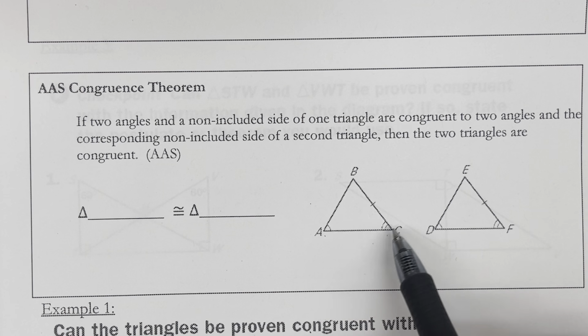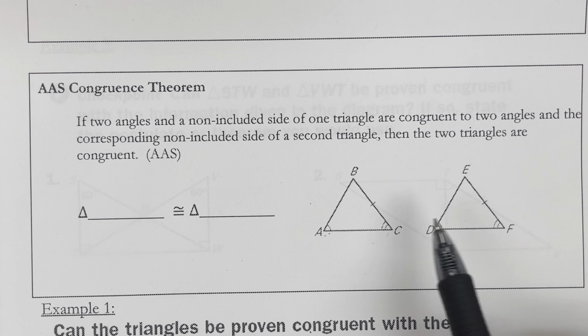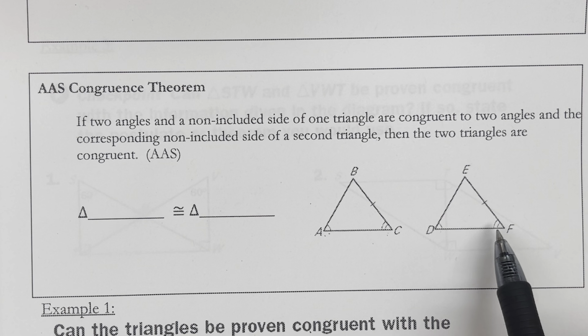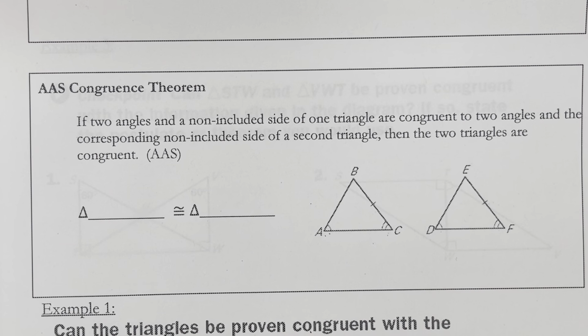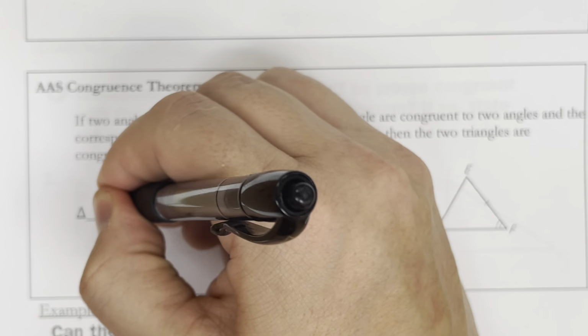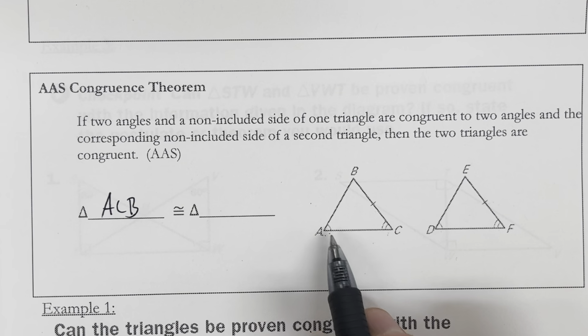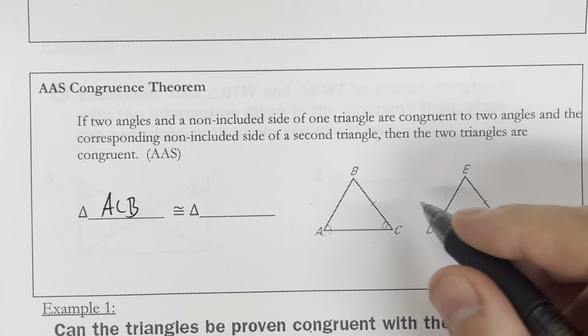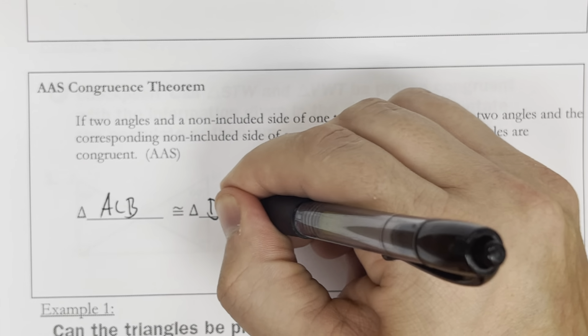So as I work my way around, I went from one tick to two tick to the congruent side. One tick mark on the angle, one tick mark on the angle to the congruent side. So that's angle, angle, side. I'm going to name the first triangle ACB, switch it up a little bit. A corresponds with D, C with F. So DFE for the second.